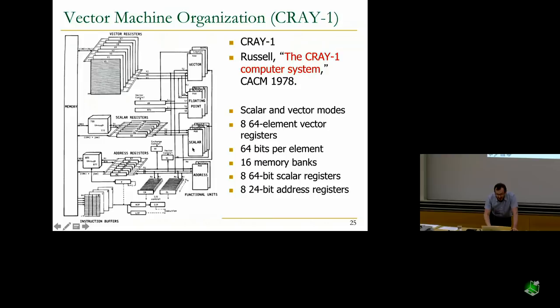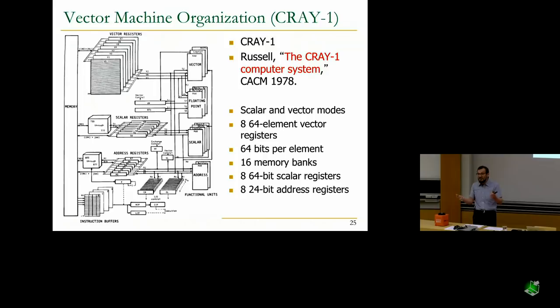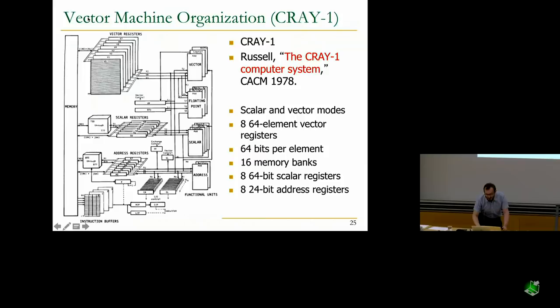And you can also see that there are scalar registers, because doing scalar operations on vector registers is very inefficient. So if you want to, let's say, do a single addition, and that addition isn't really part of a vector, it's very inefficient to do it on the vector register. So there are scalar registers that are also provided over here. And there are address registers to access memory.